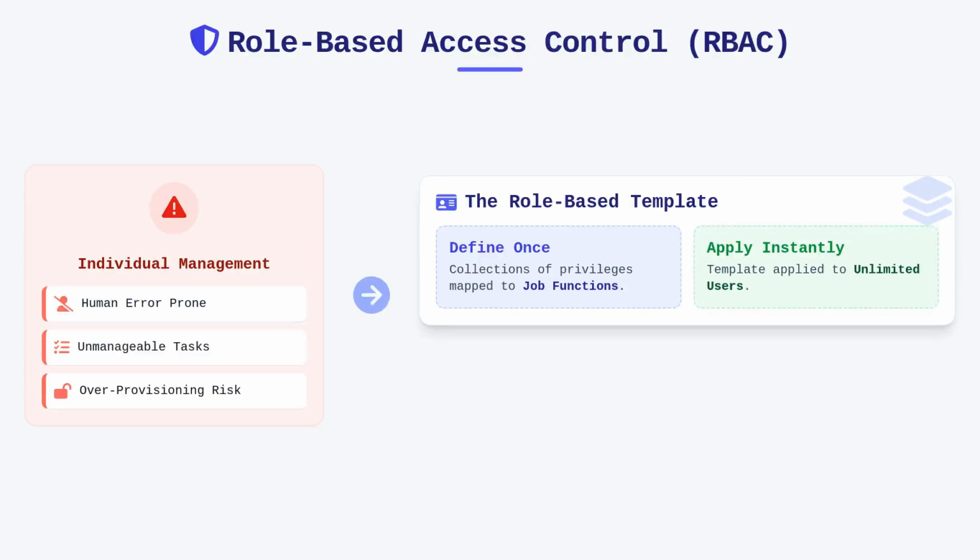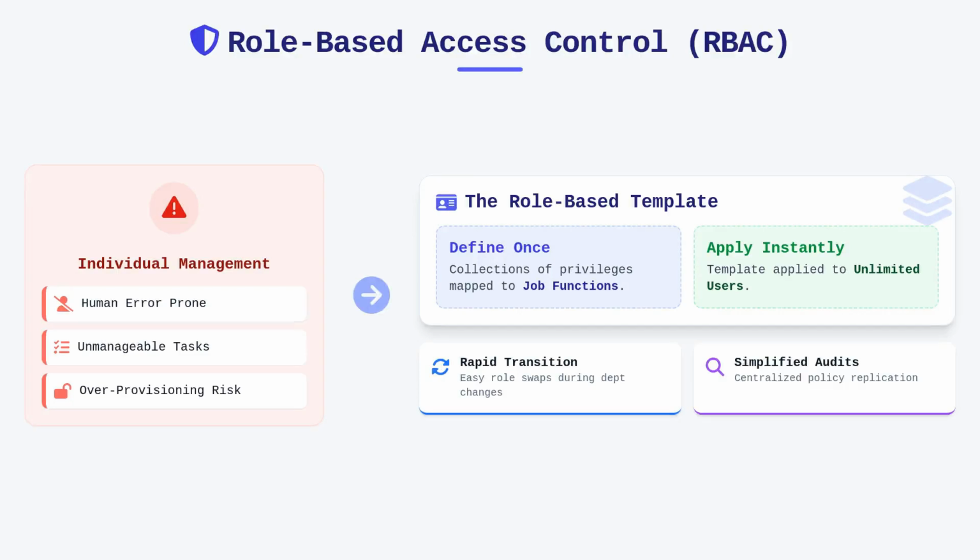This approach allows us to align database security with real-world job functions rather than technical account names. If a professional changes departments, we simply revoke one role and grant another, ensuring that their access level is updated instantly. This reduction in administrative overhead also minimizes the risk of over-provisioning privileges, which is a common security failure. By centralizing our permission definitions, we make our authorization policy much easier to audit and replicate across different database instances.